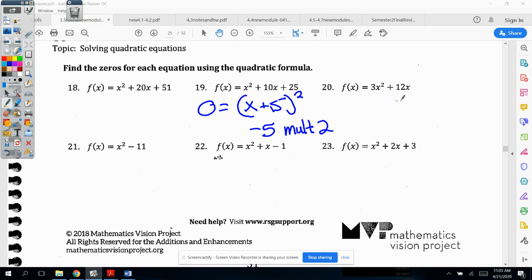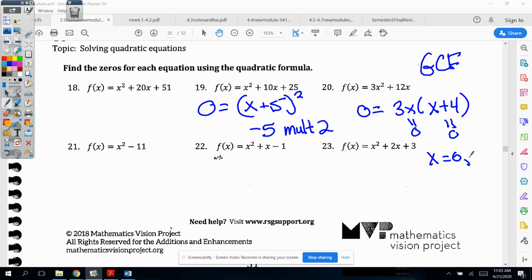20 also factors. There's a GCF here. They both have a 3x in common, which leaves you with an x plus 4. So if you set each factor equal to 0, you'll have an x equals 0 and x equals -4 as your zeros.